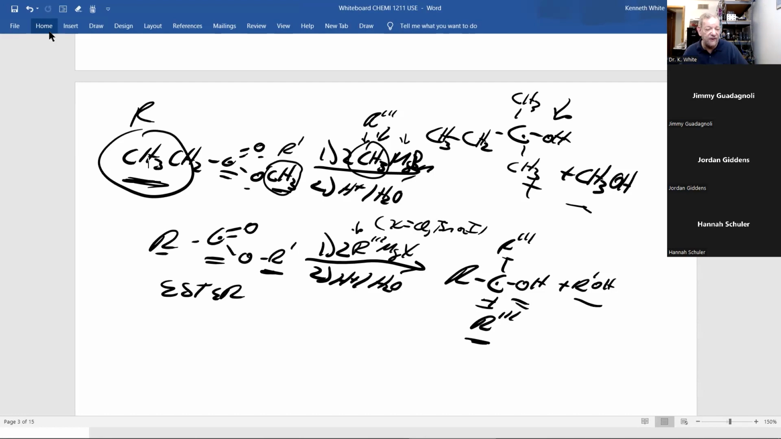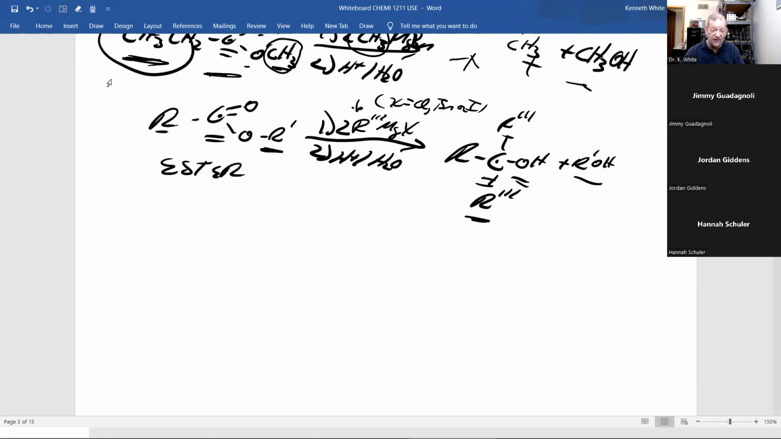Have you noticed here, I have a simple ester. This is a simple ester. I have a simple Grignard, and I've made a very complex alcohol. And that's the beauty of this reaction, which is another reason why Victor Grignard won the Nobel Prize. So it's your turn.